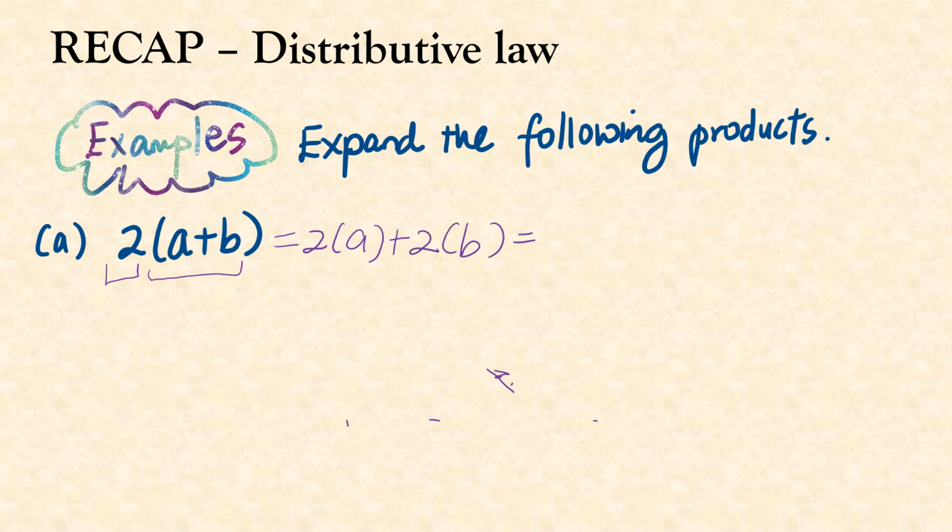2 bracket A means 2 times A, so that gives you 2A. And 2 bracket B means 2 times B, so that gives you 2B. So part A is relatively easy. Let's do part B.